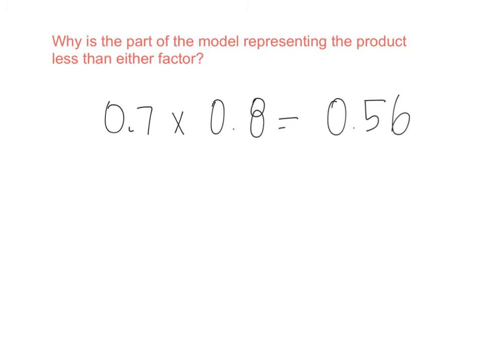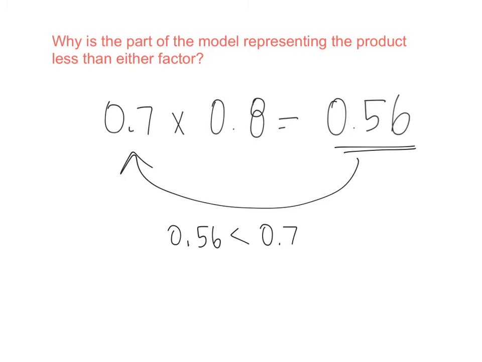Let's take a look at the product. 56 hundredths. Is that bigger or smaller than the first factor? So we know that 56 hundredths is less than the first factor of 7/10. How does 56 hundredths compare to the second factor of 8/10? Liam? So 56 hundredths is also less than 8/10. Why is the product smaller than the two factors?